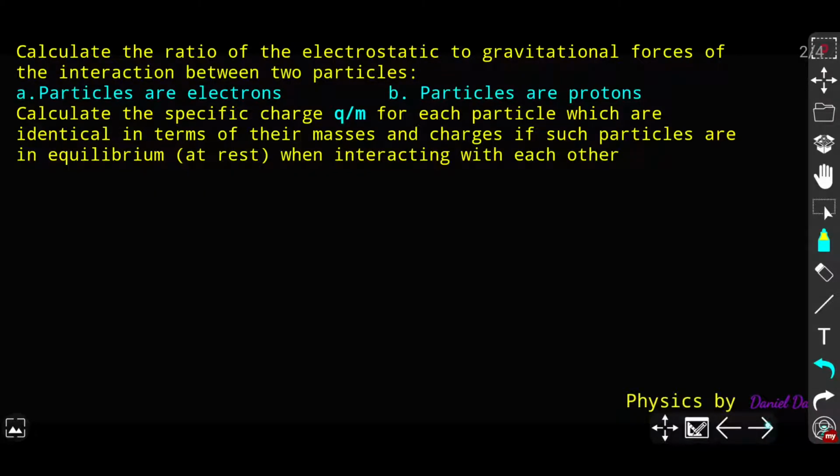Alright, so read carefully the statement of the problem. I'll just give some comments, so grab your notes, grab your pens, and let's get started. My comments are about this problem. Calculate the ratio of the electrostatic to gravitational forces of the interaction between two particles. In case A the particles are electrons, and part B is particles of protons. That's the question we need to answer.